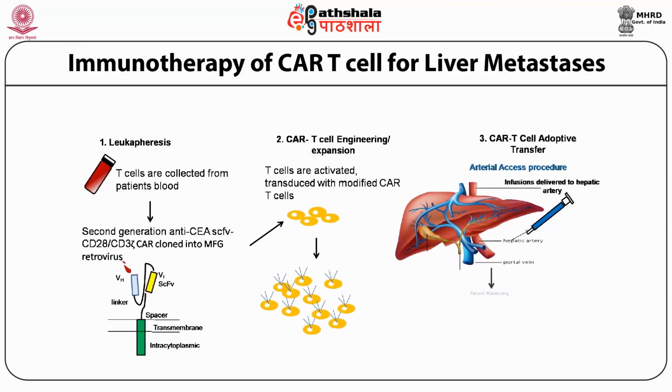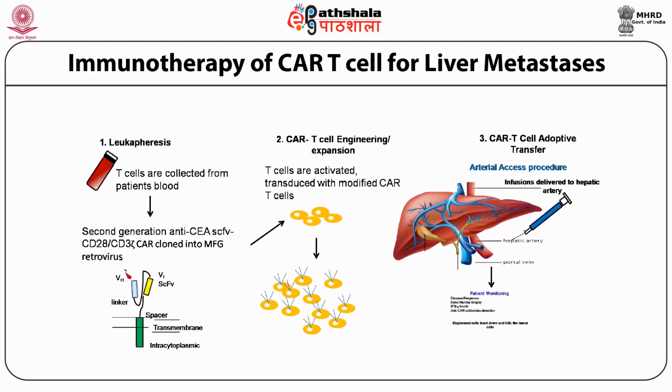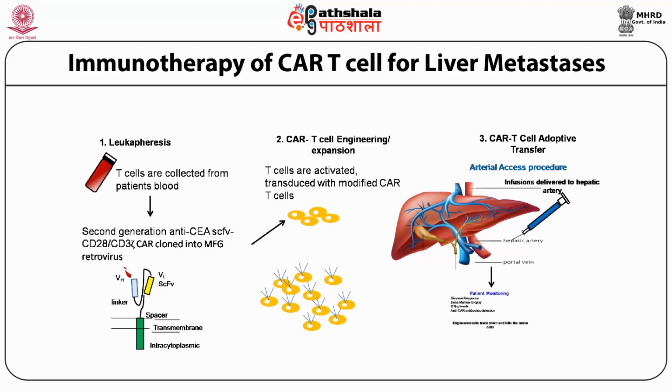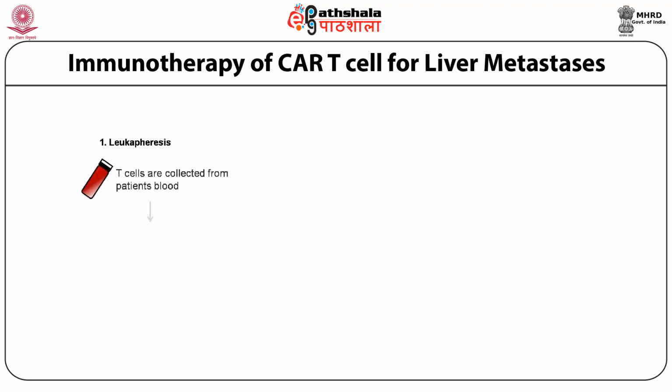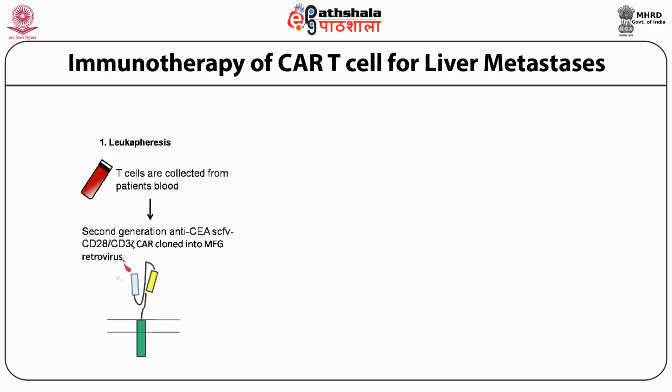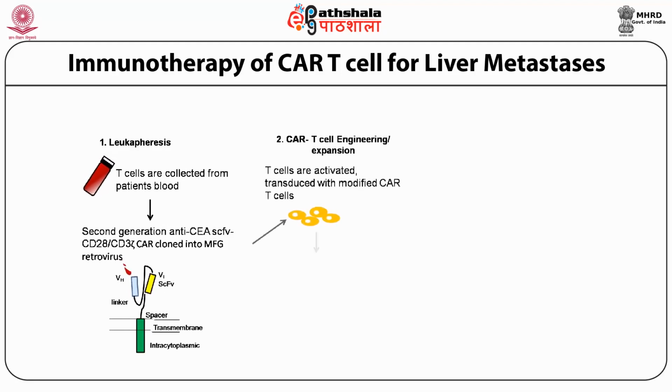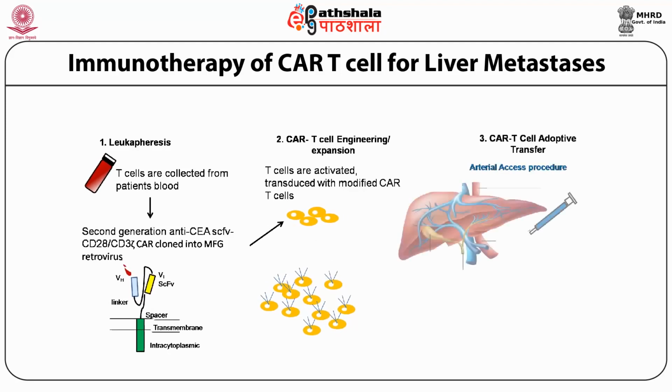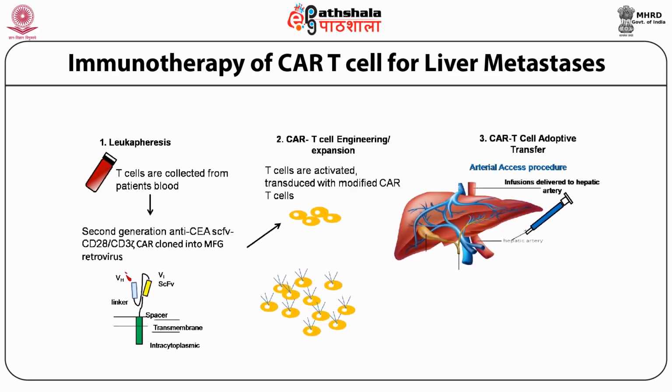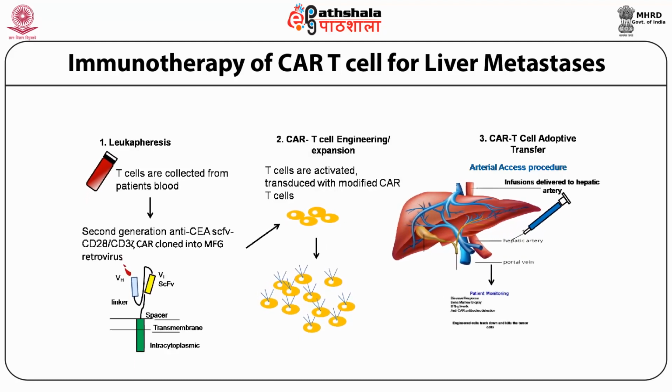Through the arterial access, there is a procedure where the infusion of CAR T cells will be delivered into the hepatic artery. Further, the patient will be monitored for disease response, and bone marrow biopsy will be done to see whether the T cell suppression has gone away or not. It can be checked with the interferon gamma levels, and we can track the engineered cells to kill the tumor mass or the tumor cell.